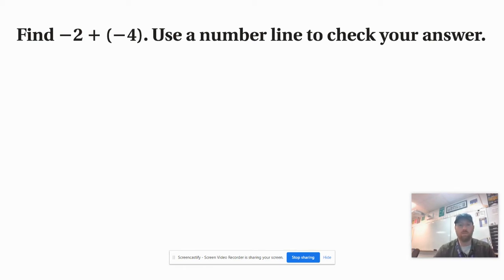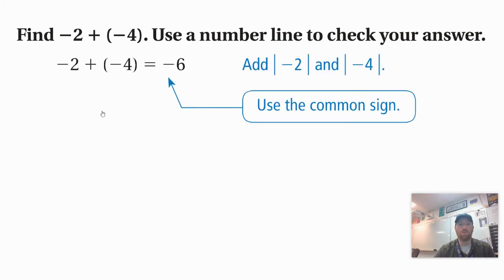All right, so if you've seen these before, let me hide this here. What we notice is we're adding two negative numbers. So whenever we're adding two negative numbers, we want to keep that sign. If I'm adding any two negative numbers, my answer is always going to be negative. So it kind of makes things easier on you.